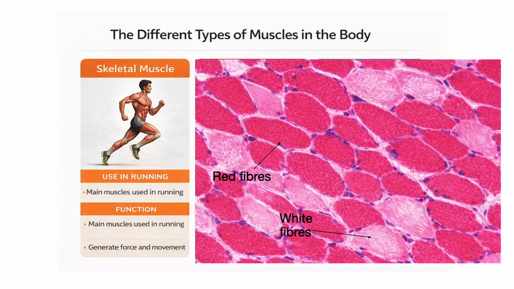White muscle fibers contract fast but are not sustained. They get tired easily and are present in the muscles of the eye.